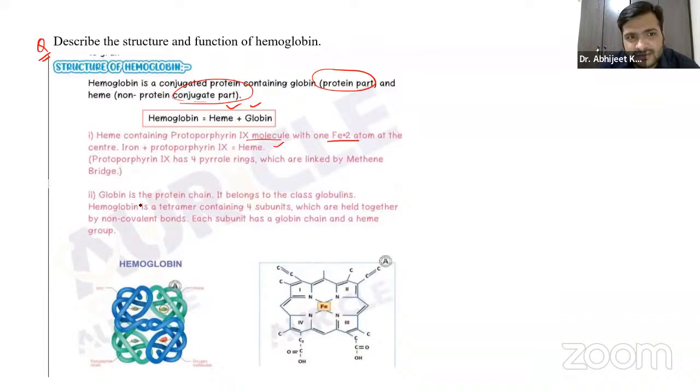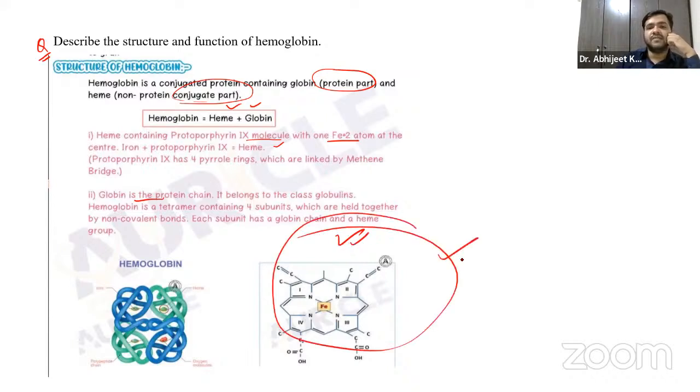So we have already discussed this. Then we have the globin part, that is the protein chain. So you have to draw the structure of hemoglobin. Very, very, very important. You have to draw the structure of hemoglobin, then you have to explain these points relevant to this particular structure.